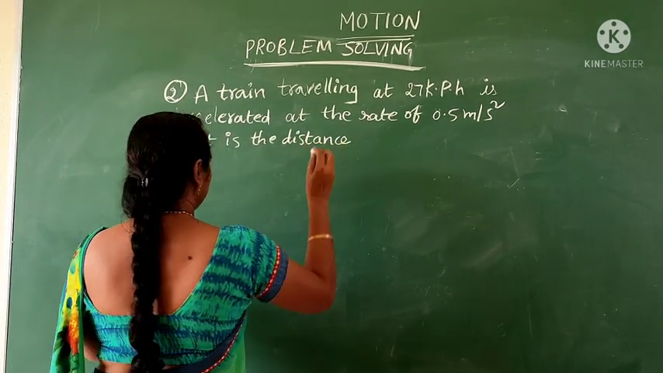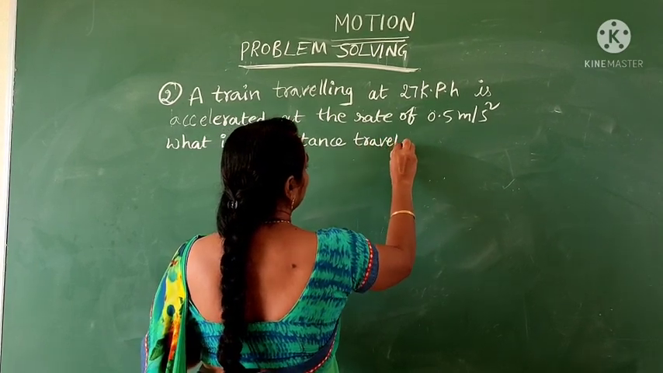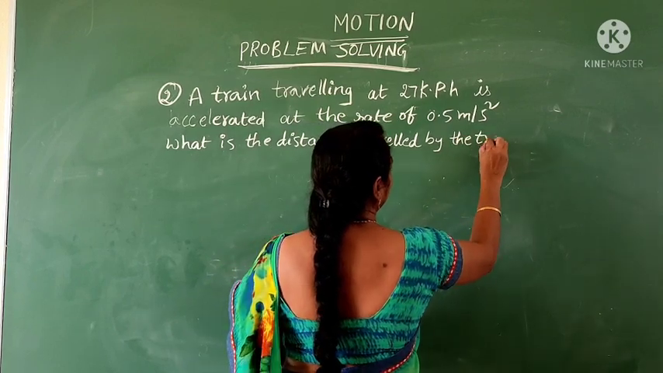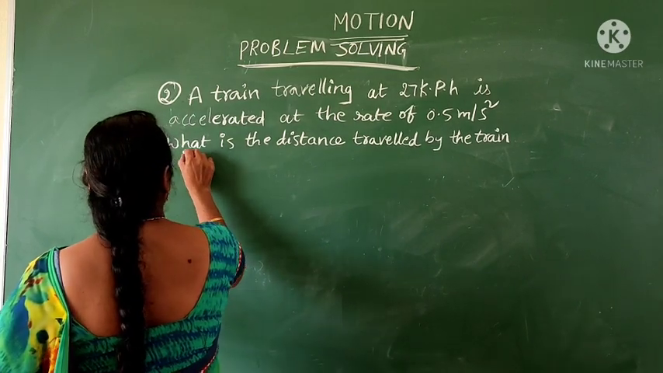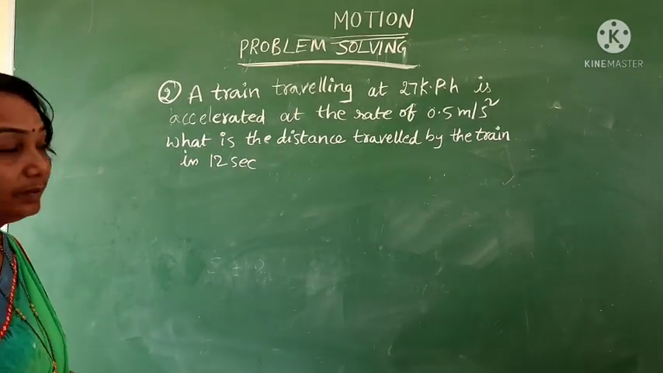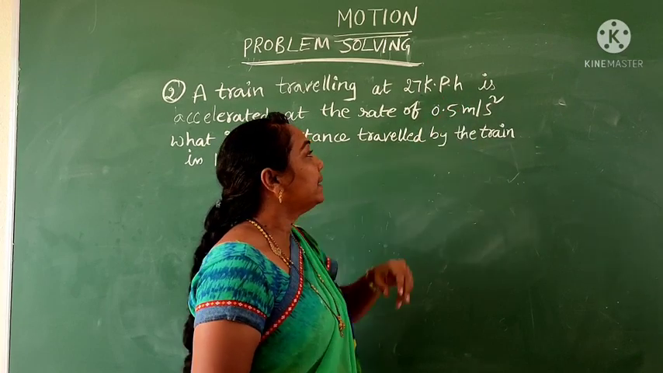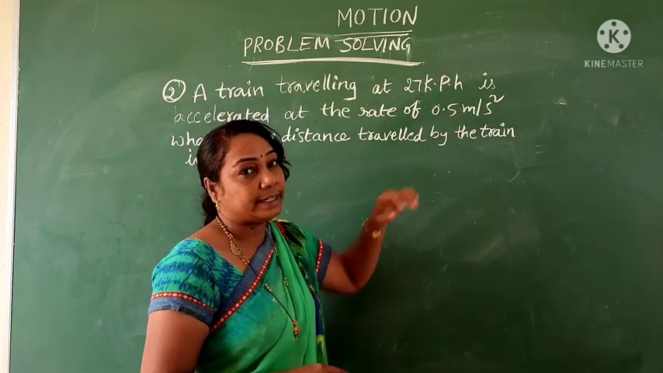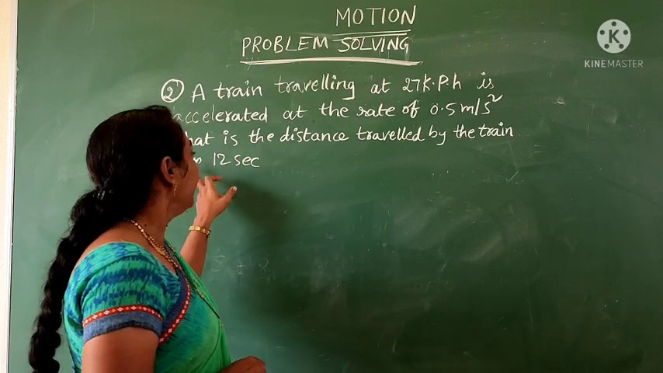Distance traveled by the train in 12 seconds. All of you write down this problem. A train is traveling at 27 km per hour. Is accelerated at the rate of 0.5 meter per second square. What is the distance traveled by the train in 12 seconds?